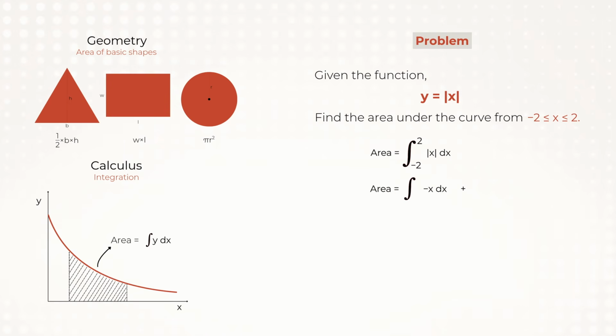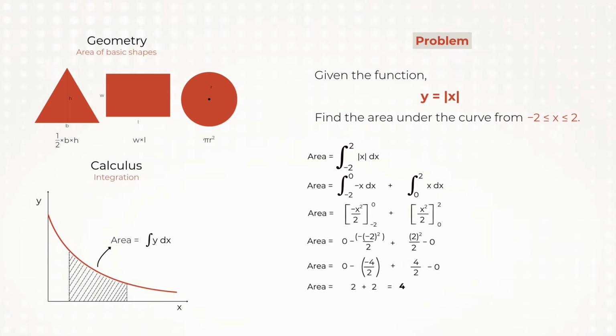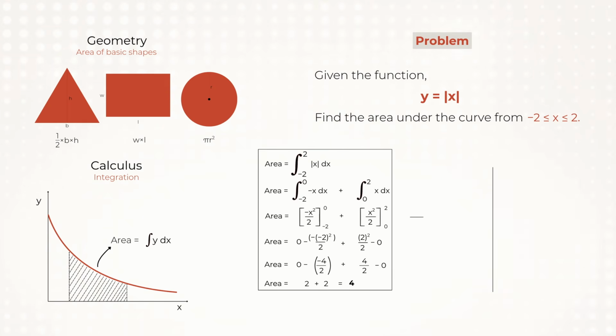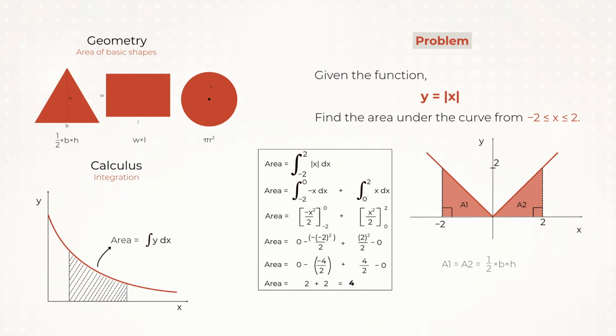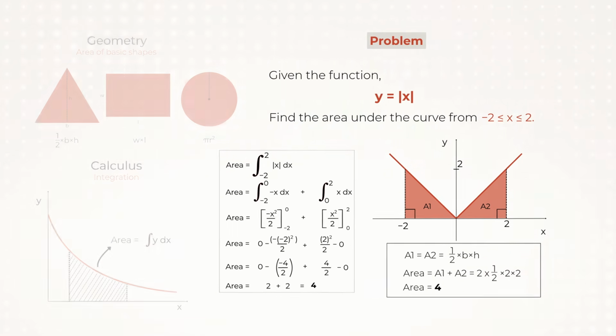You split the function and integrate from -2 to 0, and from 0 to 2. It will take multiple steps, and you will get the correct answer. But if I ask you to now pause and look at the graph of this equation, it forms a simple V shape. And for given limits, from -2 to 2, it forms 2 identical right triangles. You can find the area of these triangles directly if you know the formula for the area of the right-angled triangle. This took just 2 steps, while the first method took many steps.